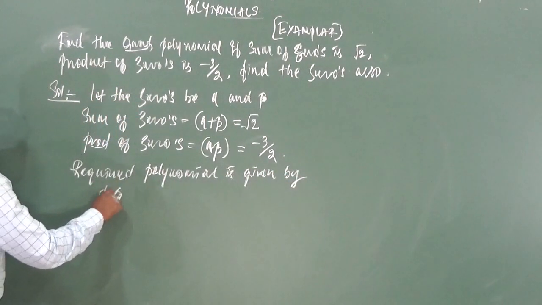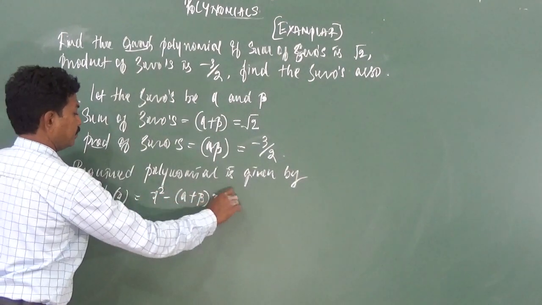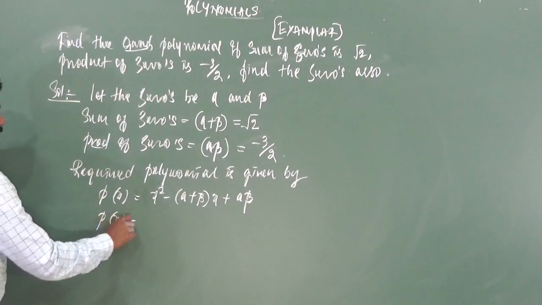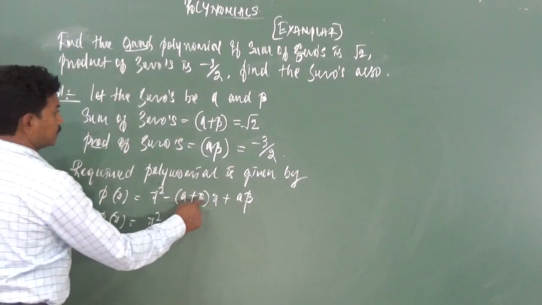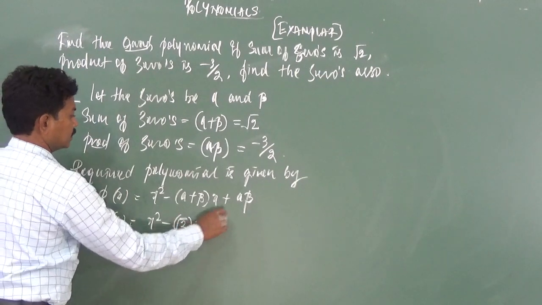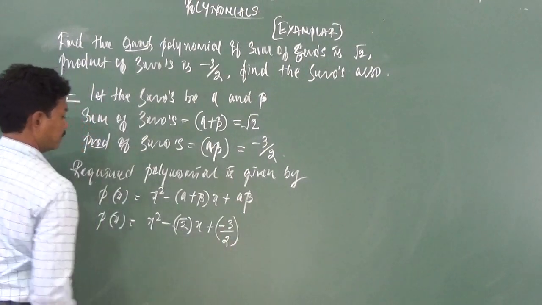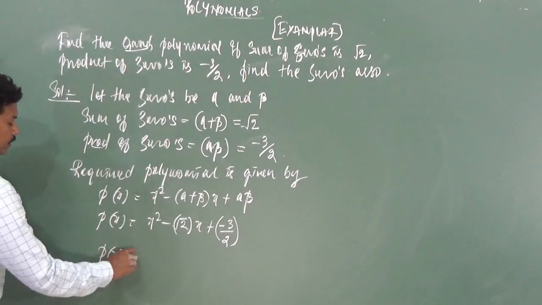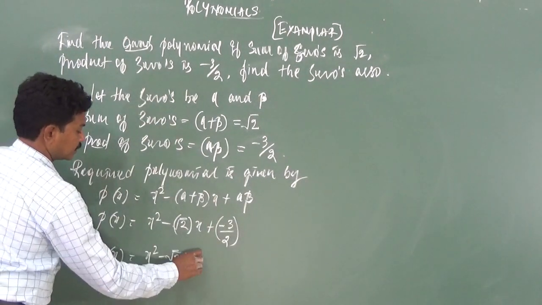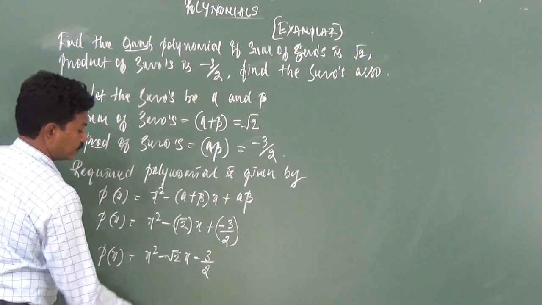given by p of x is equal to x square minus alpha plus beta into x plus alpha beta. So p of x is equal to x square minus, alpha plus beta is root 2, so we write root 2 into x plus alpha beta, which is minus 3 by 2. Okay, keep it inside brackets. So p of x is equal to x square minus root 2x plus minus 3 by 2. So it's not in the standard form.